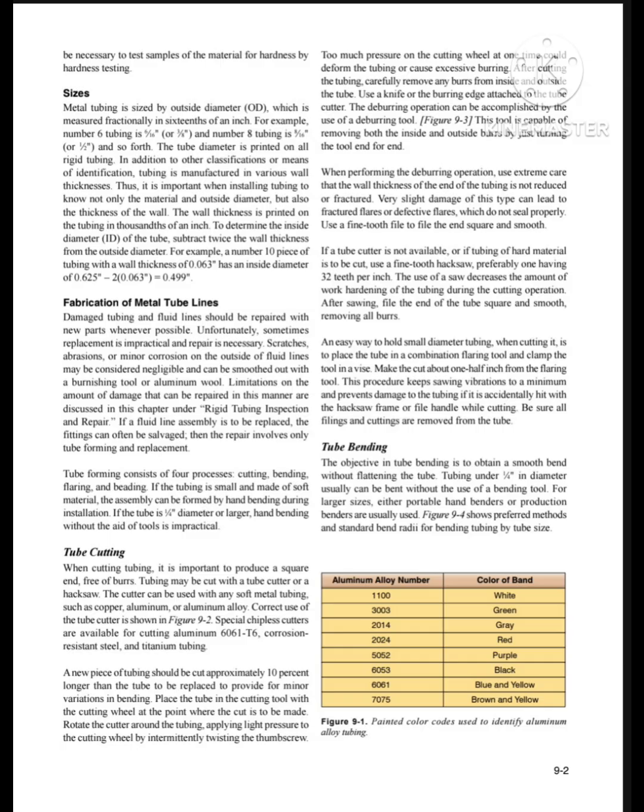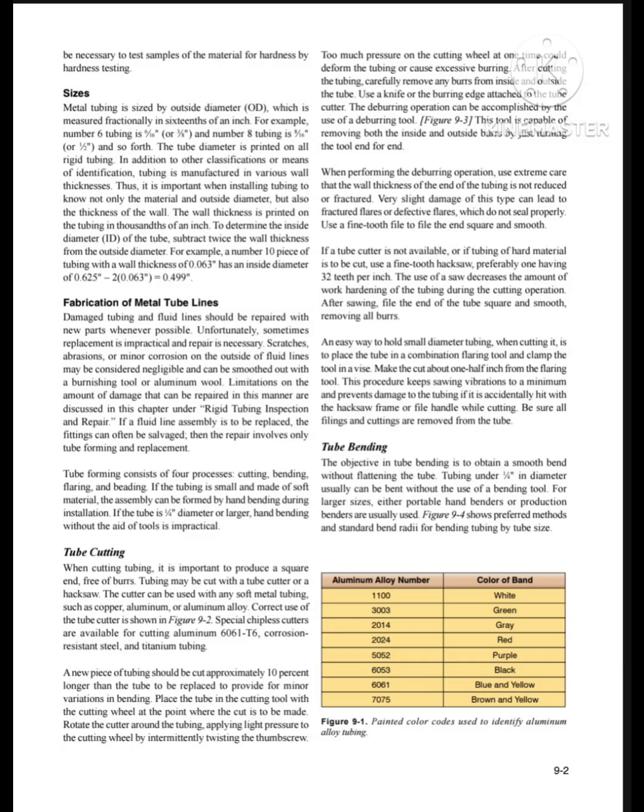Thus, it is important when installing tubing to know not only the materials and outside diameter, but also the thickness of the wall. The wall thickness is printed on the tubing in thousandths of an inch. To determine the inside diameter (ID) of the tube, subtract twice the wall thickness from the outside diameter. For example, a piece of tubing with a wall thickness of 0.063 has an inside diameter of 0.625 minus 2 times 0.063, which equals 0.499, as given in the example in the video.